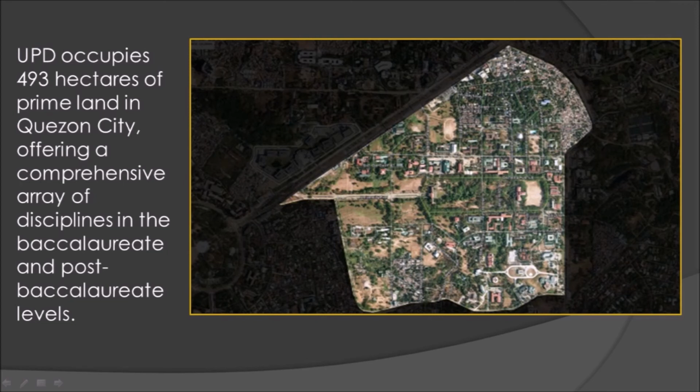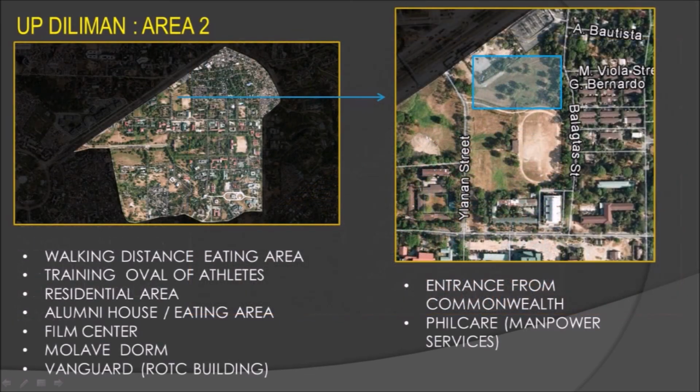To be more specific, our site is located at Area 2. It is within walking distance to an eating area, close to the Oval of Athletes, near a residential area, the alumni house and eating area, the film center, Malaya dorm, Vanguard, which is a ROTC building, with access from Commonwealth, and lastly, field care, manpower services. These areas will be shown in our further presentation.